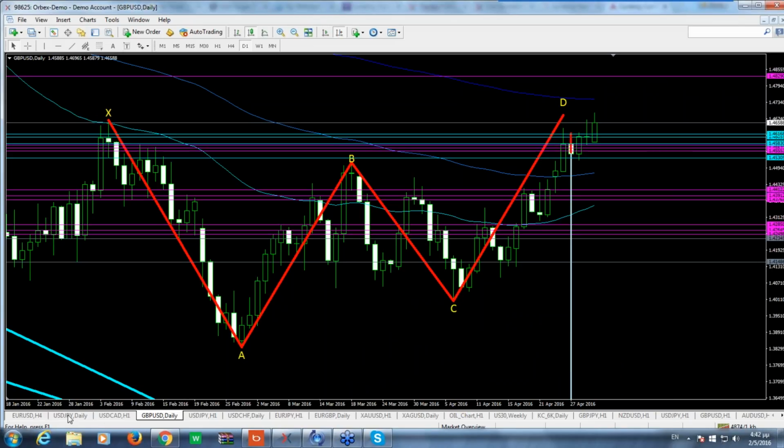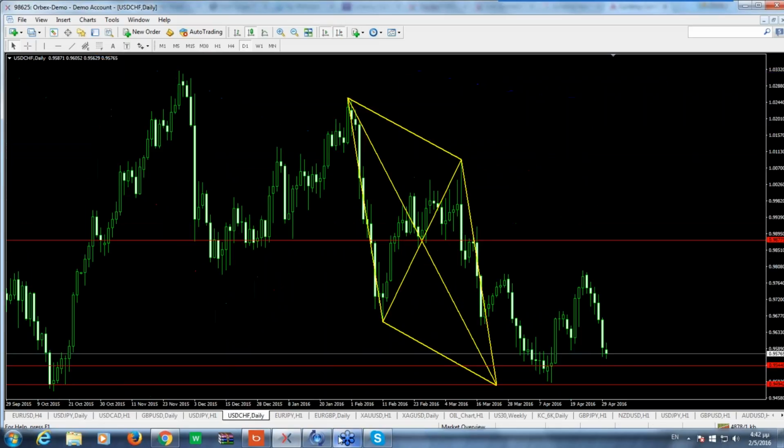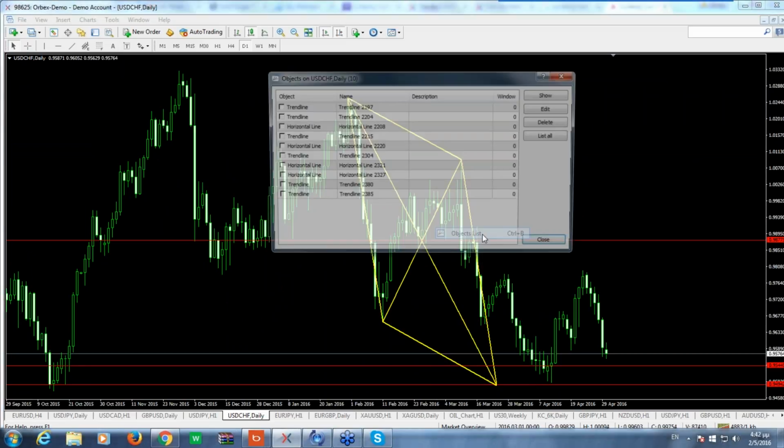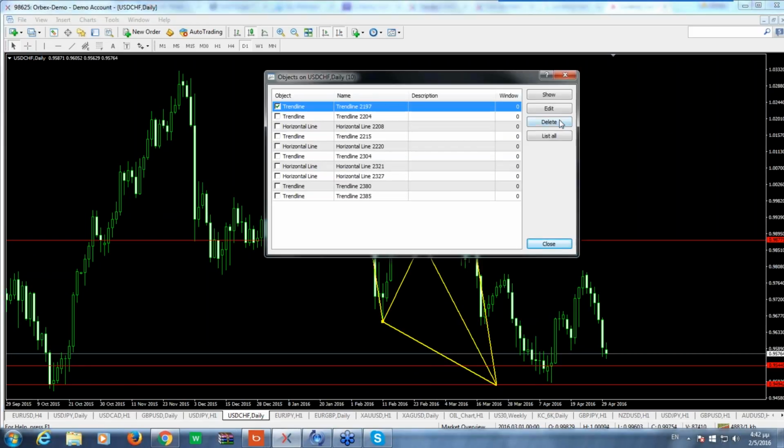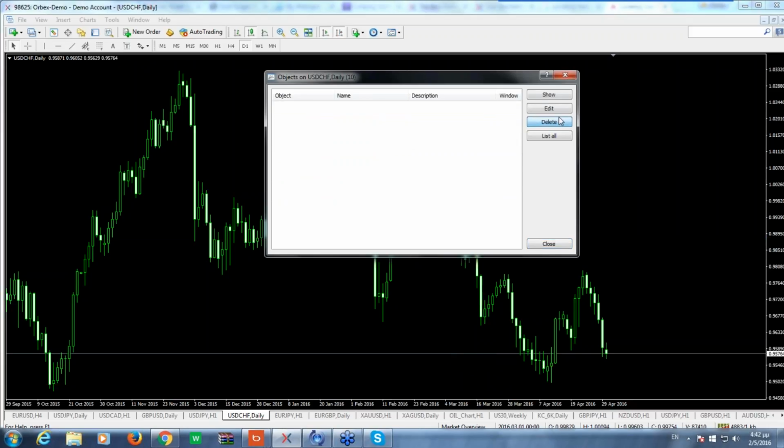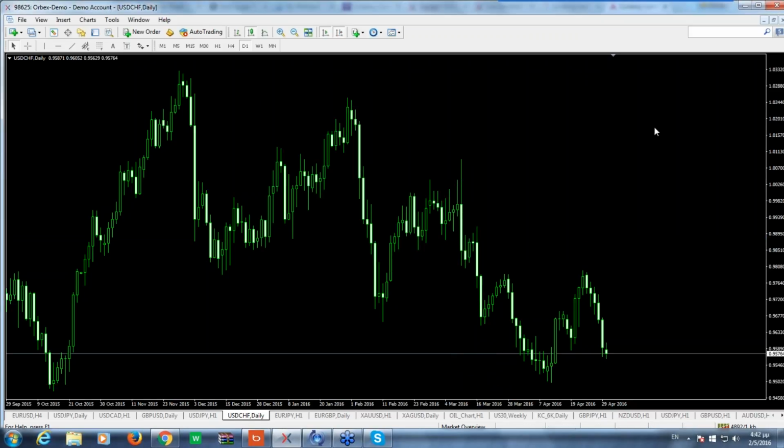Let's go to the USD CHF right there. Here, for example, let me just delete everything. It's negatively correlated by 80+% with the GBP USD, so I'm looking at a daily chart as well for USD CHF. Now here is what it means. We have got various W-like patterns. We want to look at an ABCD that is clear as well.